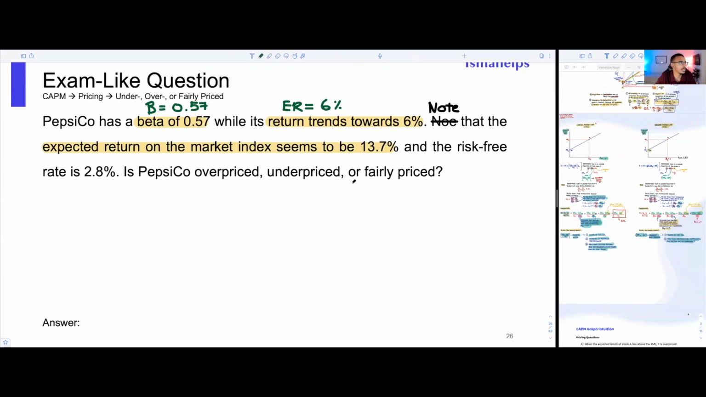But before we do that, let me just quickly write that the market index here, ERM, is 13.7%.